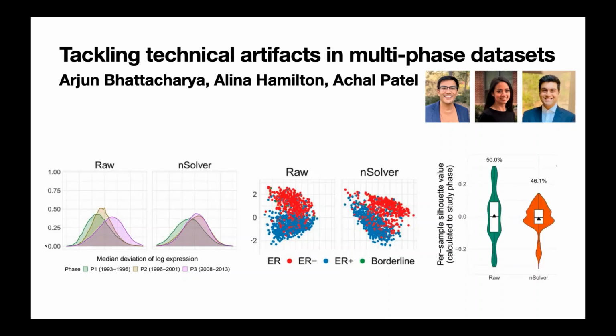And then finally, this is another measurement called the silhouette width. This is a per sample measurement of basically how close the samples are clustering by phase. So the silhouette width would be high when the samples are near other samples of that phase. And so you can see the raw data is the green violin plot, a lot of positive values, meaning that samples tend to be with their phase.